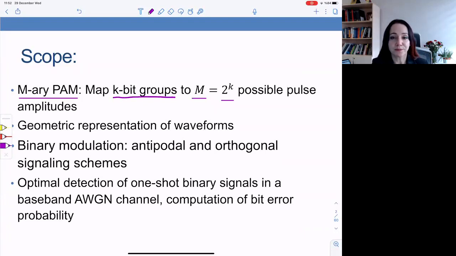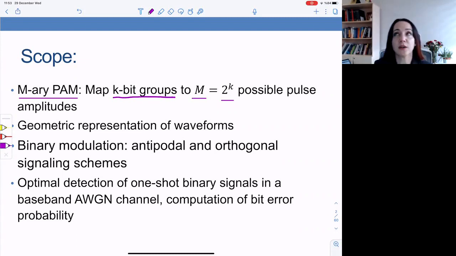Take 2 to the k possible bit sequences, map each of these to a distinct waveform. Now, if we do this in a way that basically corresponds to modulating the amplitude of a single pulse, if we use a single pulse shape that is scaled in M different levels, that's one particular way of creating these M signals or M waveforms, and we call this pulse amplitude modulation. So we will consider this as the first thing we do.